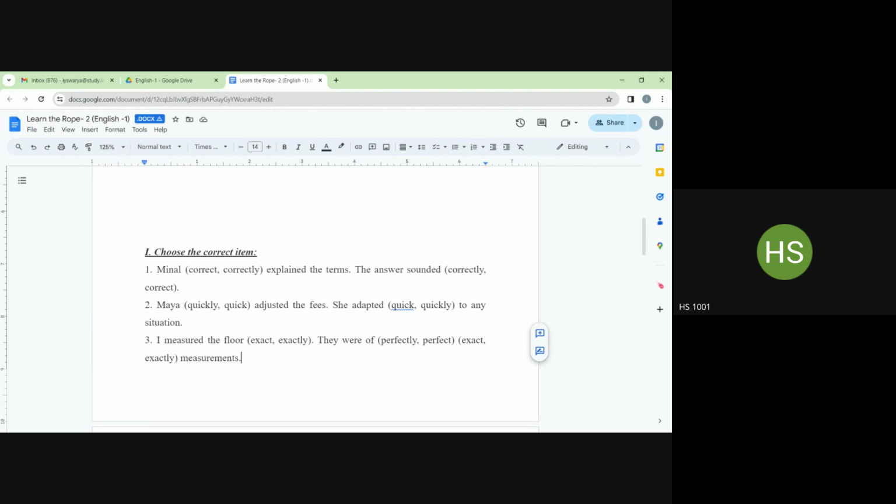You need to work on what is being modified. A situation? No, not situation. This is again about the action of adapting, right? So again, you will choose quickly, not quick, right?